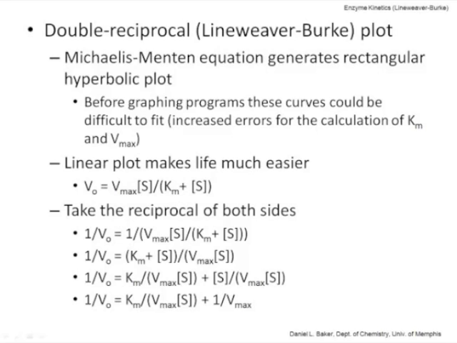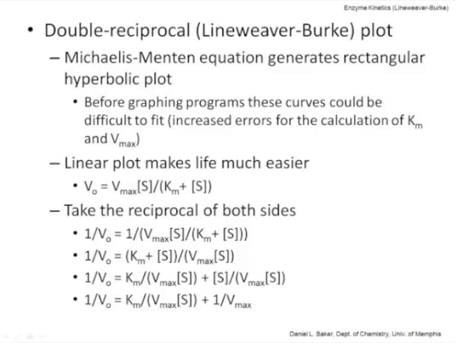So the issue here is that the Michaelis-Menten plot results in a rectangular hyperbolic plot, so it's a nonlinear plot. So this is a curve. And before we had Excel or Kaleidograph or GraphPad or lots of these other graphing programs that could easily fit nonlinear data, this was problematic. And it caused significant errors in determining the value of the Michaelis constant, the Km and the Vmax values.